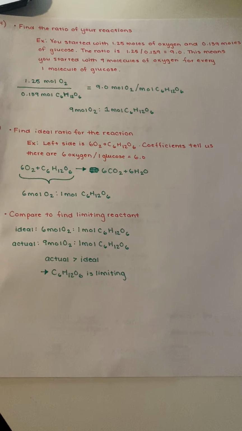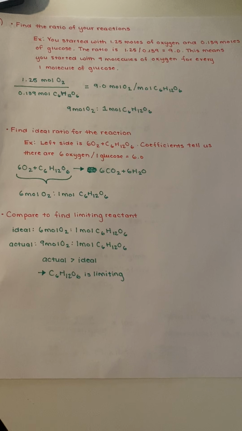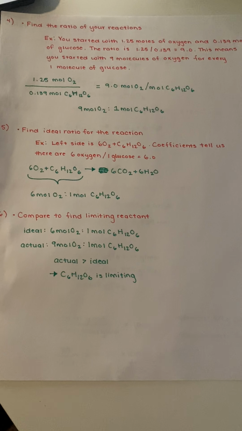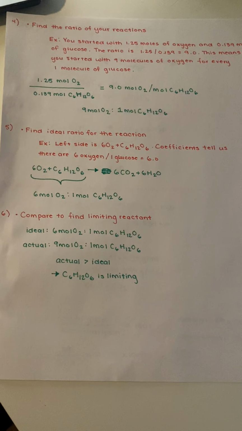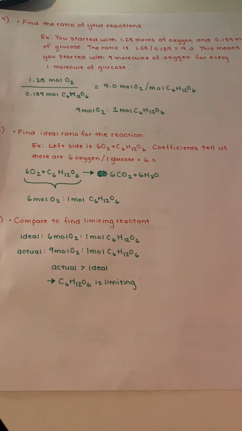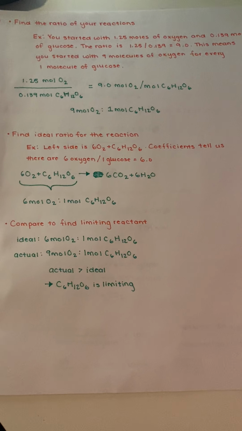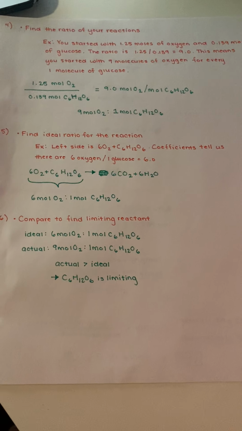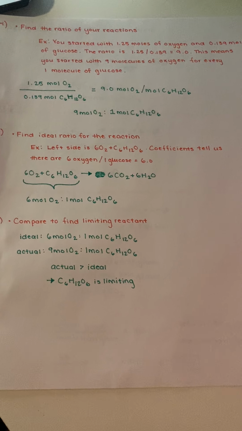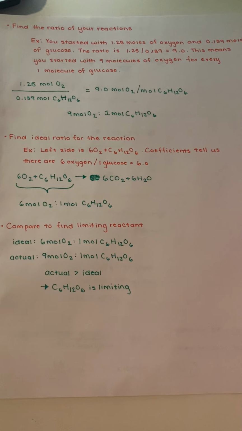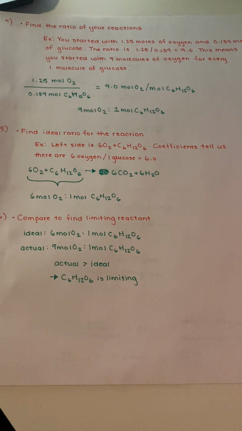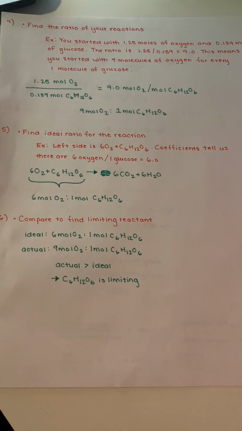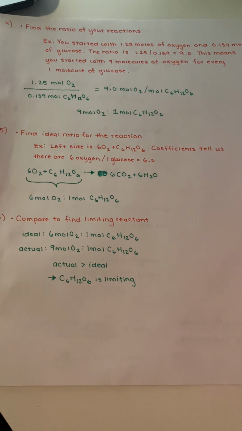Our next step is to find our ideal ratio for our reaction. So going back to the balanced equation we wrote in the beginning, that tells us our ideal ratio of molecules. So the left side of the equation was 6O2 plus C6H12O6. The coefficients there tell us that there's 6 oxygen molecules and 1 glucose molecule, and that means the ideal ratio for that reaction is 6 oxygen divided by 1 glucose, which is 6.